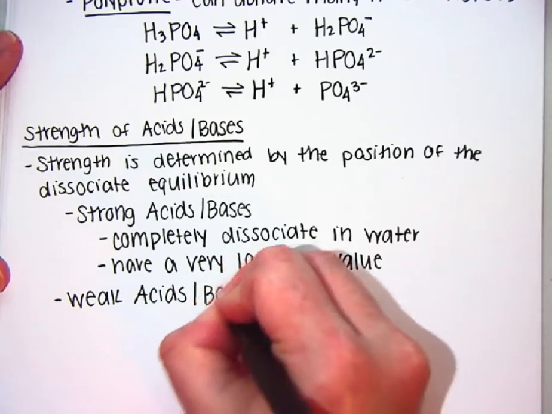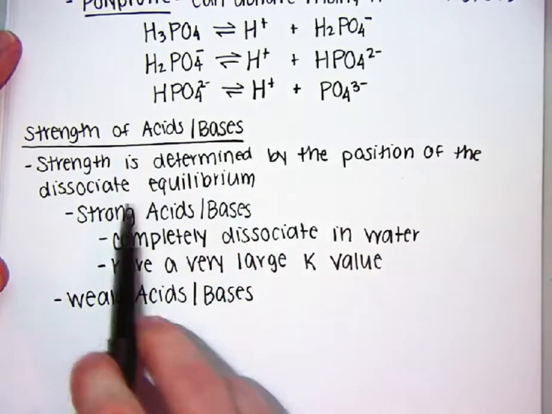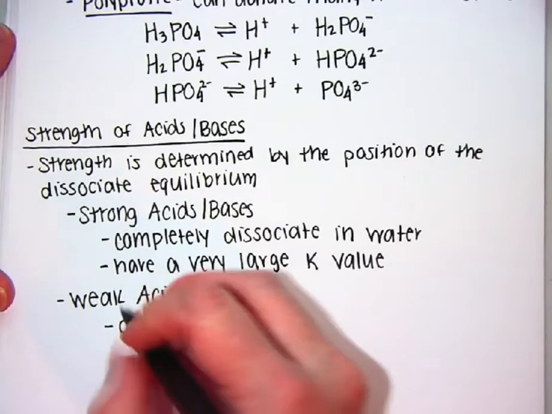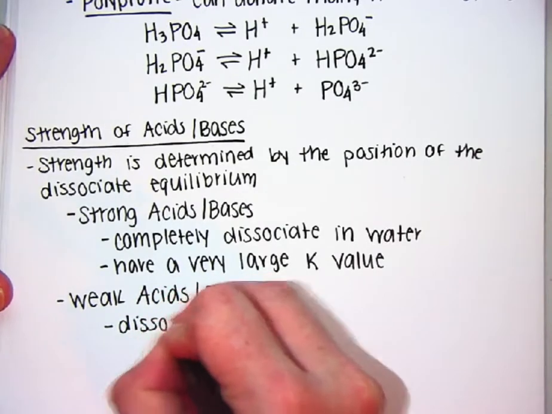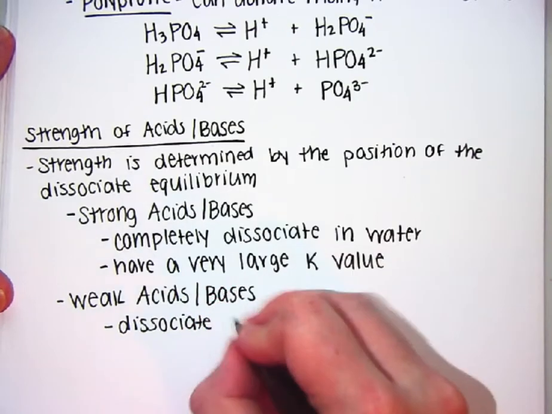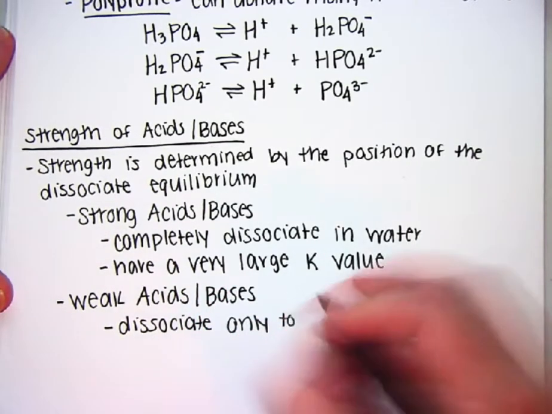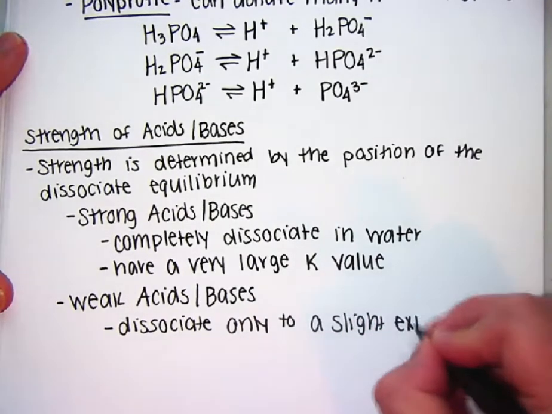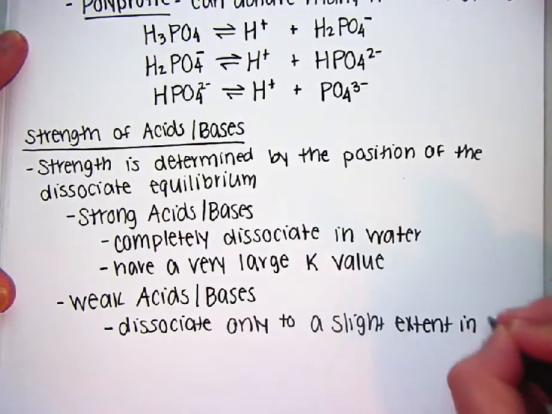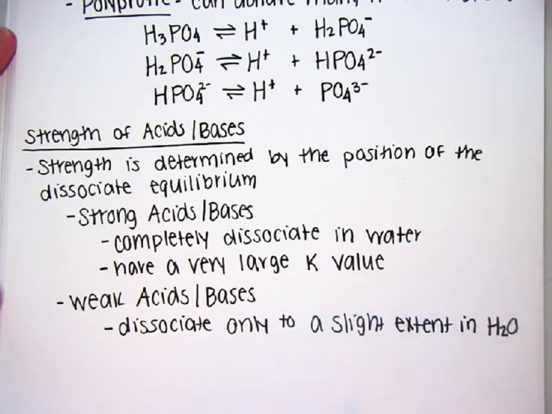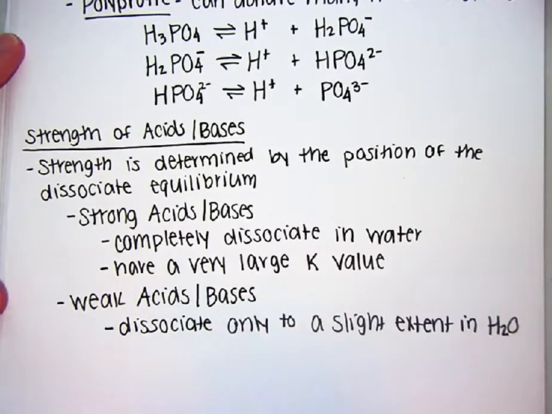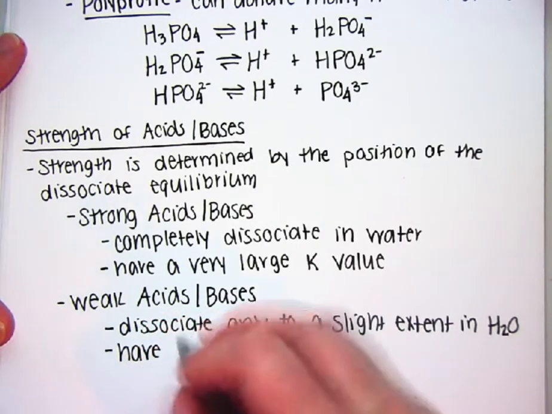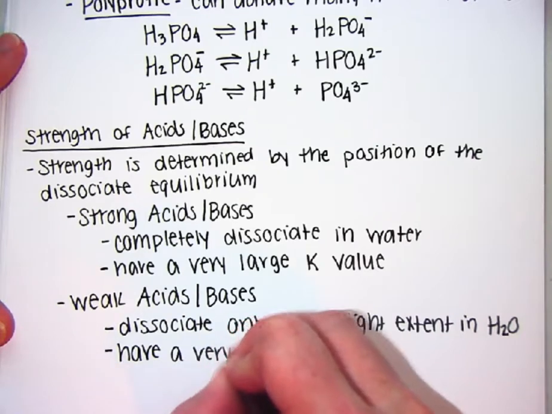Weak acids or bases. Again, it depends on how far they dissociate. Weak acids only partially dissociate. Dissociate only to a slight extent in water. So if strong acids or bases have a large dissociation value, weak acids or bases have a very small K value.